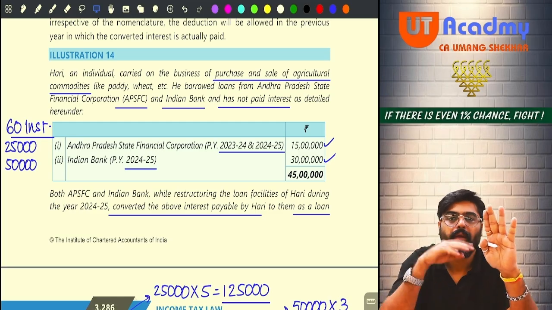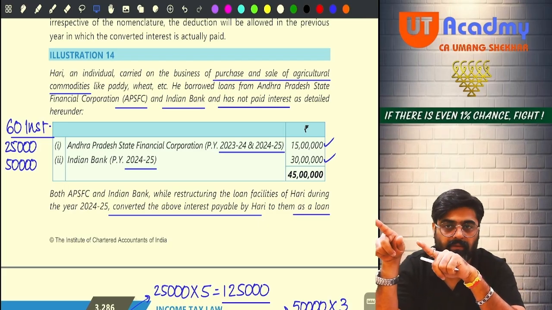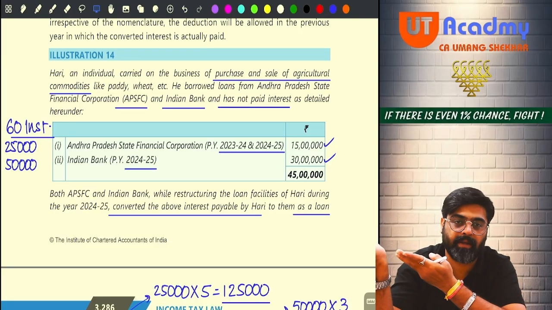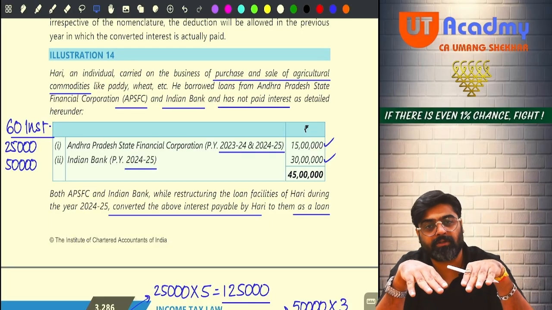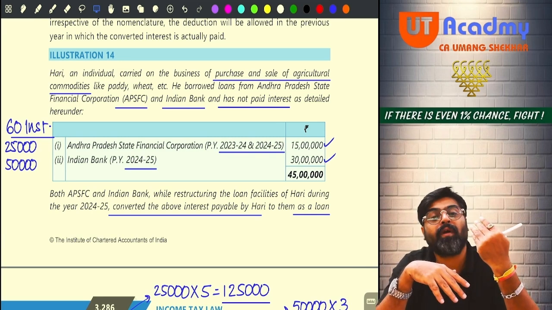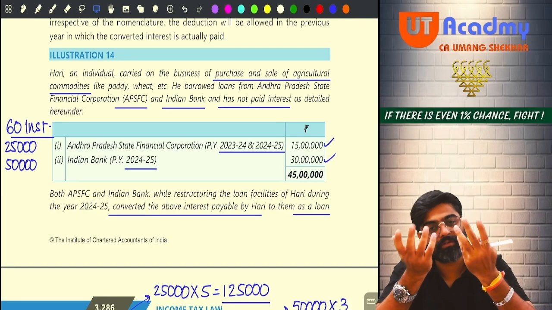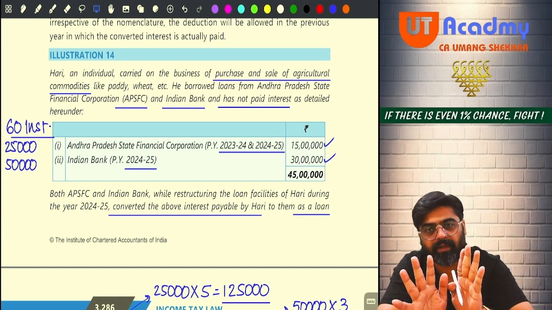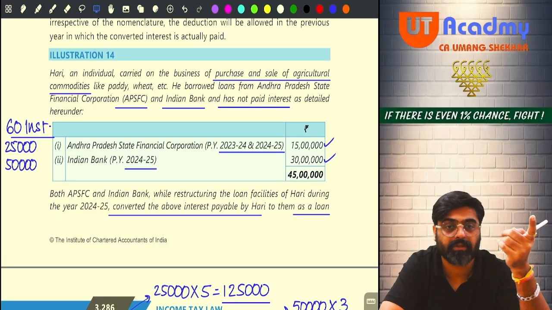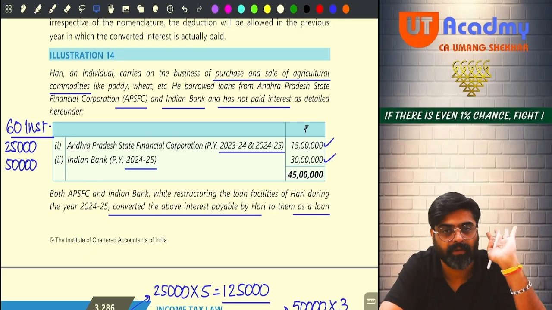See, last year's interest shall be paid in last year or on or before the due date of filing ROI of last year, which was not paid. And this year's interest also should be paid in this year or on or before the due date of filing ROI of this year. It has to be paid, which is not paid only. Understanding? So last year as well as this year's interest of a state finance corporation is not paid, and this year's interest of the scheduled bank is not paid.